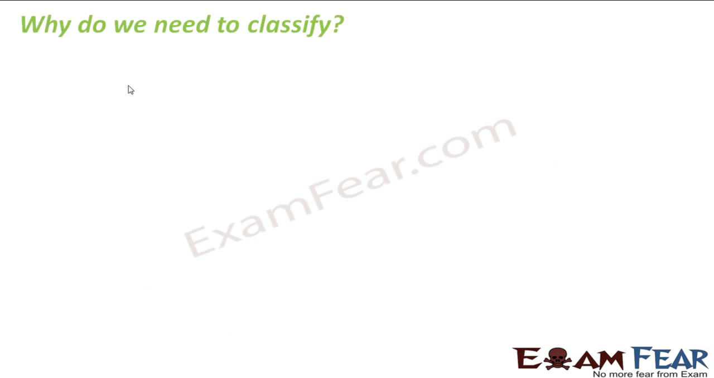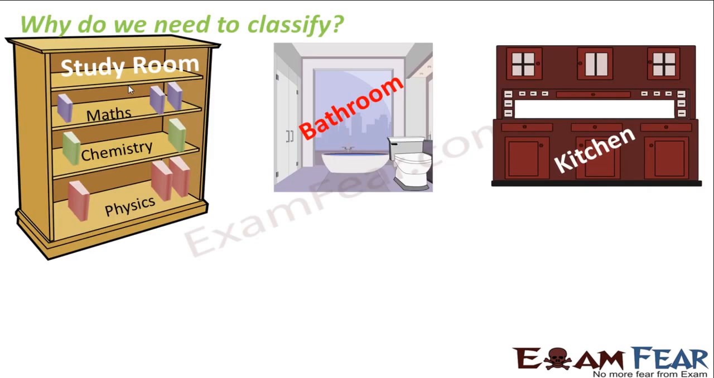Now the question is, why do we need to classify? The reason is very simple. Since the number of organisms which we have is very, very huge, it is not possible to identify each and every organism and then name each and every organism. That is why we will put them into groups. Now let us take one example to understand the significance of classification, that how classification makes things simpler and easier.